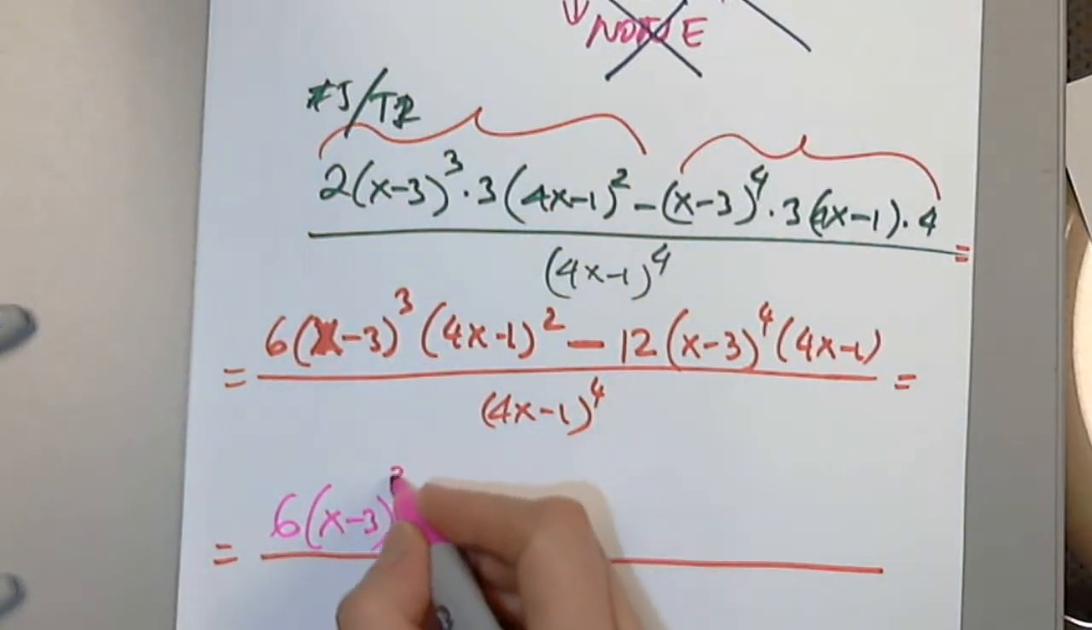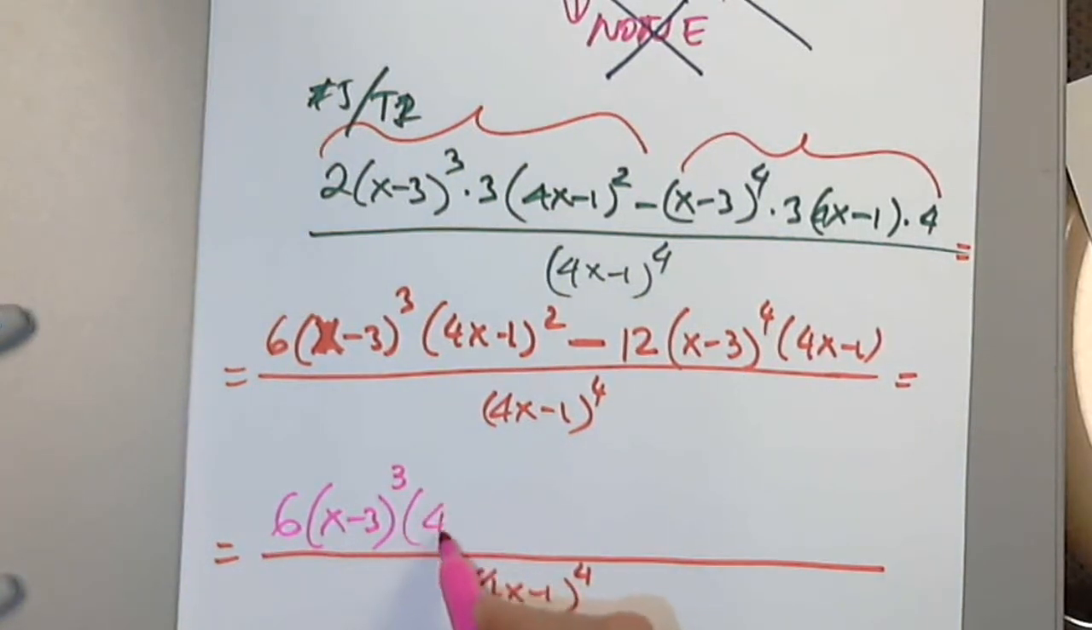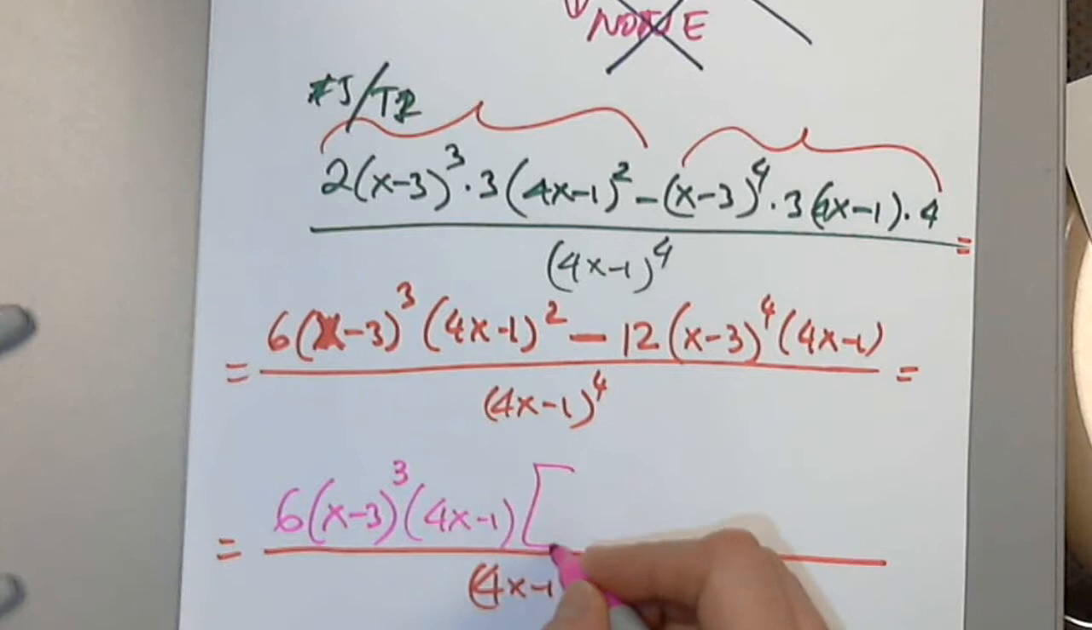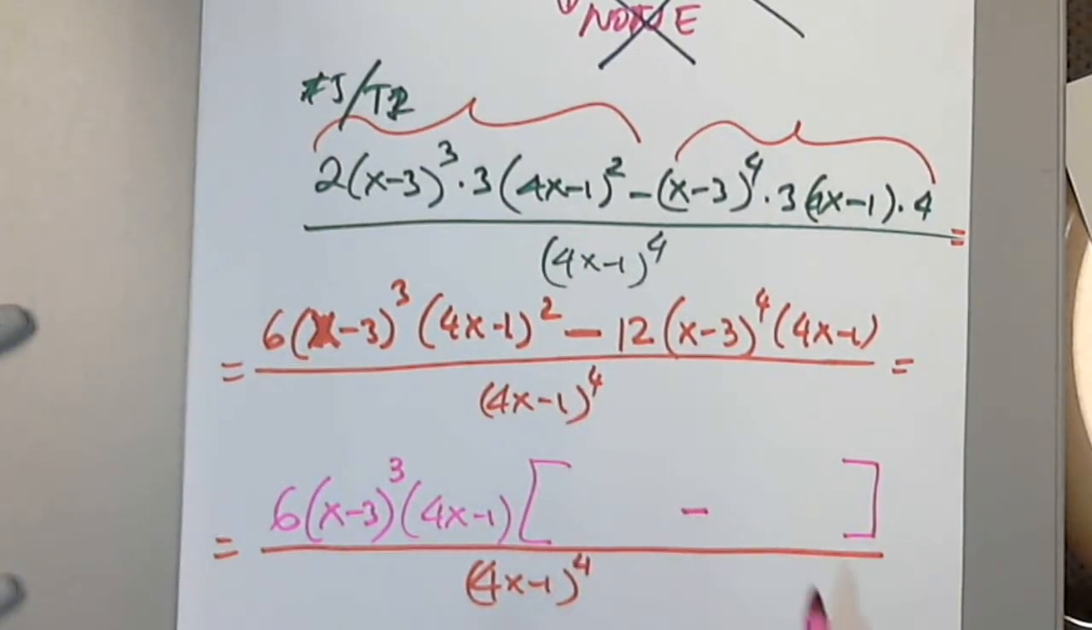Correct. Very good. Now let's look again. Is there another common factor? Yes. 4x minus 1. Yes, indeed. 4x minus 1. Which power? 1. Yes, I have to choose the smallest. Now I use brackets. Don't forget the minus has to be right there in the middle. Something is left over from the first term minus what is left over from the second term.